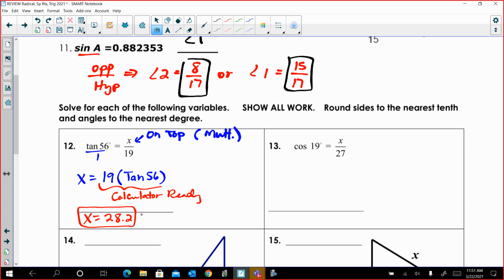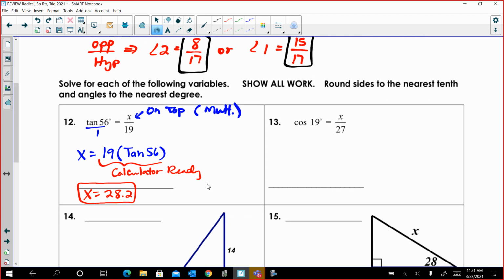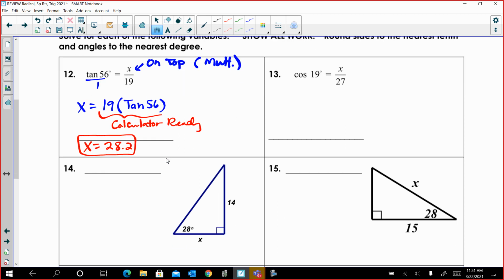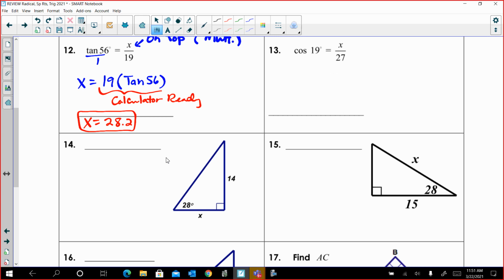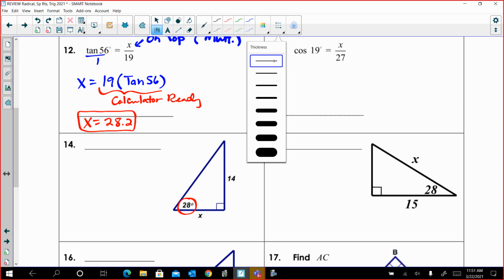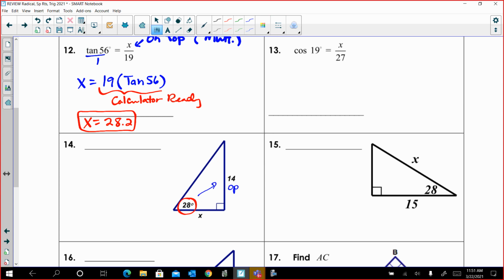Okay. So 13 is very similar to 12 because the variable's on top. Now, if they don't give you the equation, then we have to go through those steps. So step 1 says to mark the angle. So there's our angle. Step 2 says label our sides in relationship to this angle. So our sides in relationship to this angle, the 14 would be the opposite and the x would be the adjacent. Step 3 asks us to pick the correct trig function.